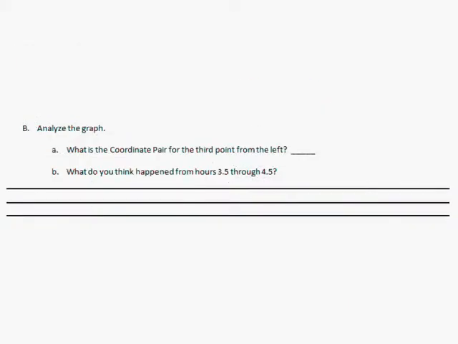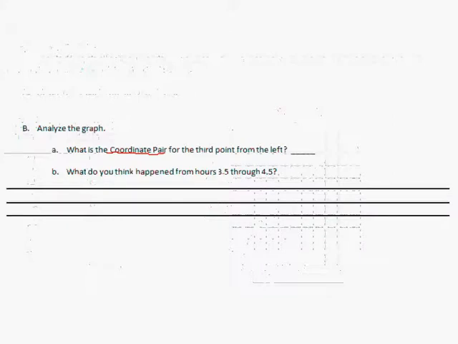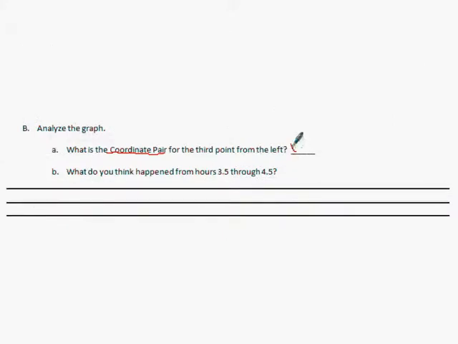Alright, so we're going to analyze the graph. What is the coordinate pair for the third point from the left? Third point from the left. So let's take a look. 1, 2, 3. The coordinate pair is that at 1 hour, we're at 15 miles. So the way we write this is in parentheses 1, comma, 15.